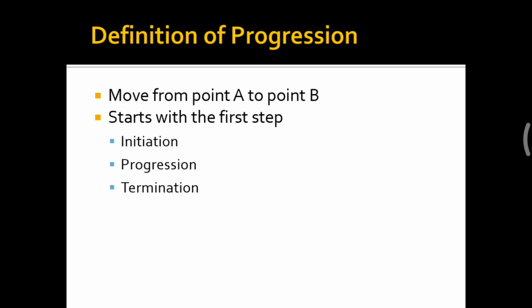Now, what we define as progression is the ability of a person to move from one point to the other point. So we start from point A, we keep moving, that's the constant gait pattern. Finally, we stop at a particular point. So that's what progression is, right?